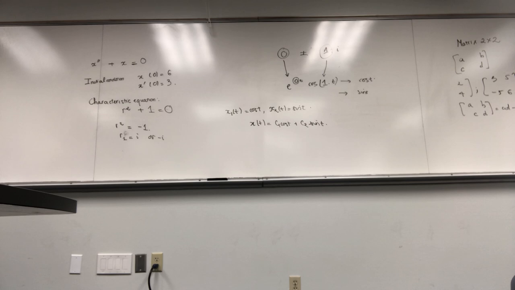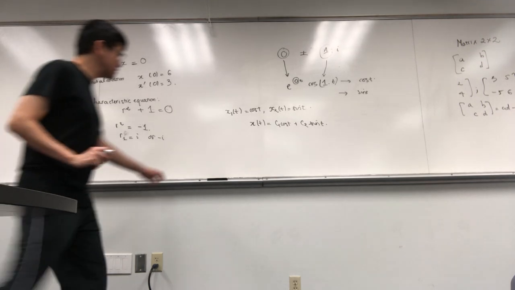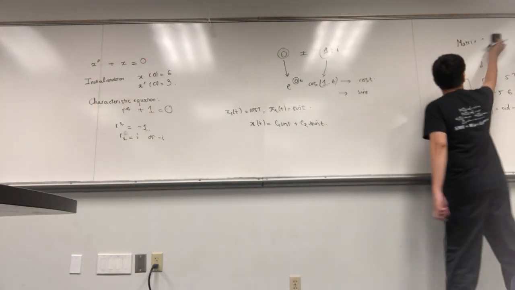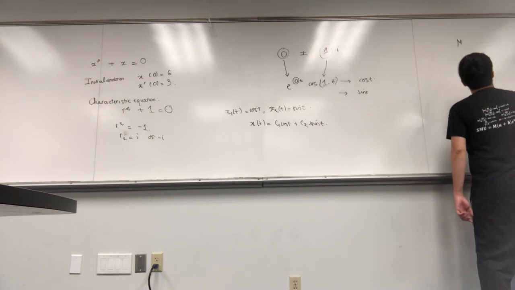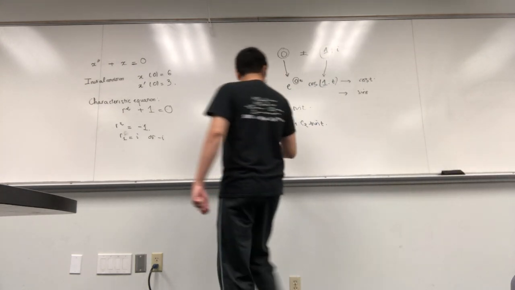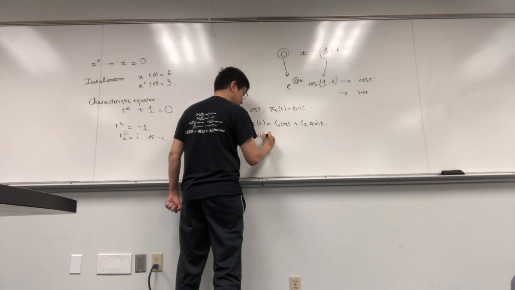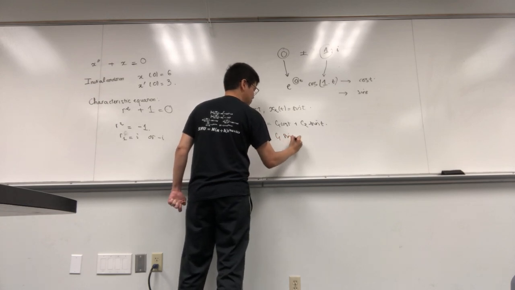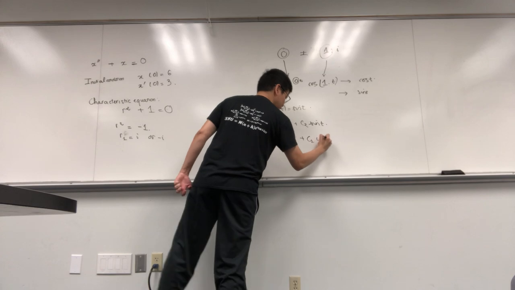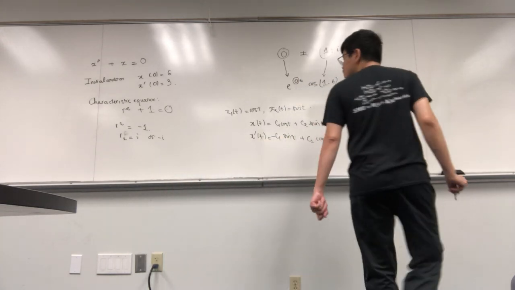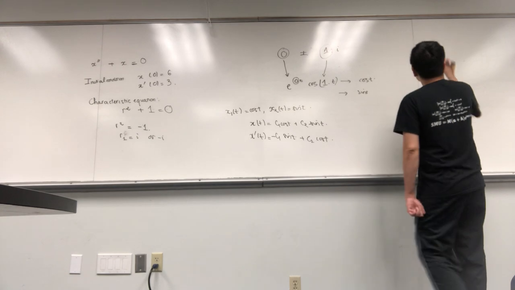Right? So now what should we do? Plug in the initial conditions to solve for c. So do you want to use the initial condition, right? Solve for c. So here I'm going to compute x prime, and I have minus c1 sine of t plus c2 cosine of t. So the initial condition.